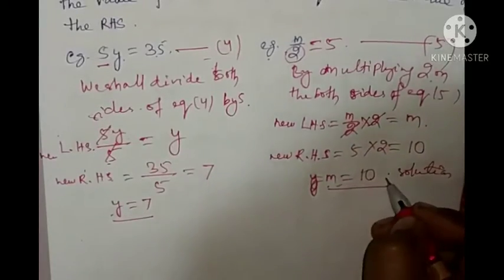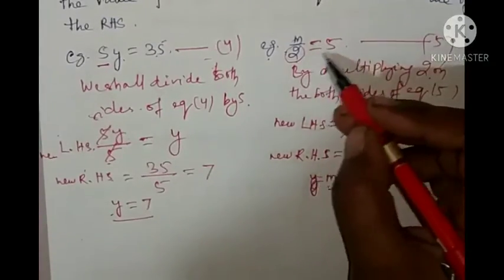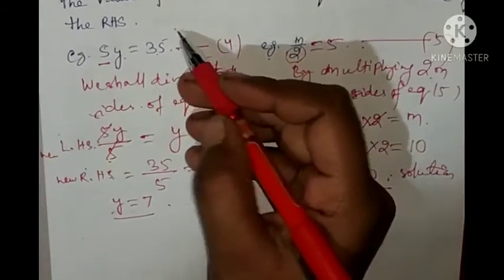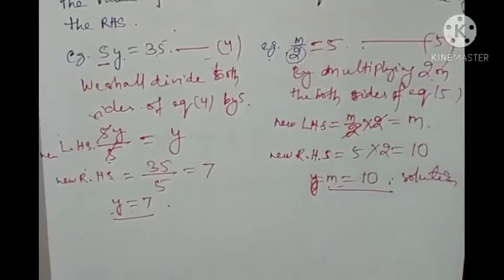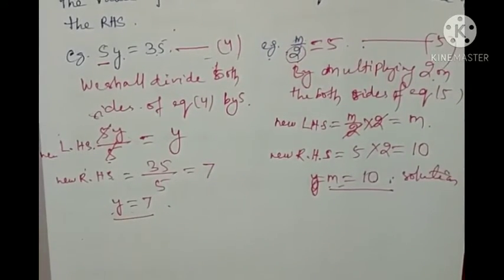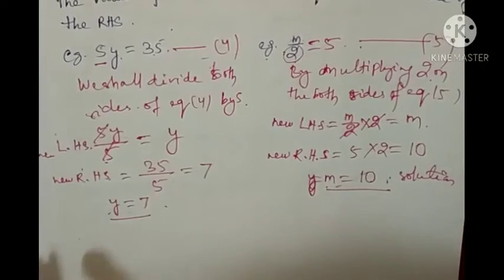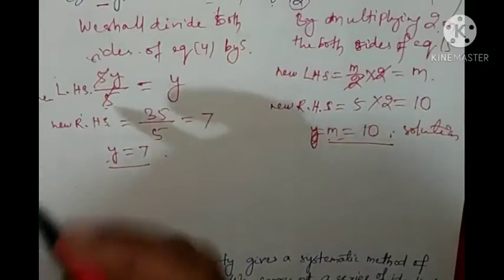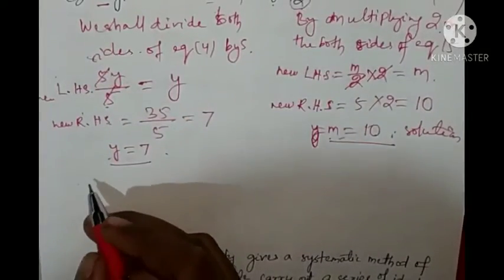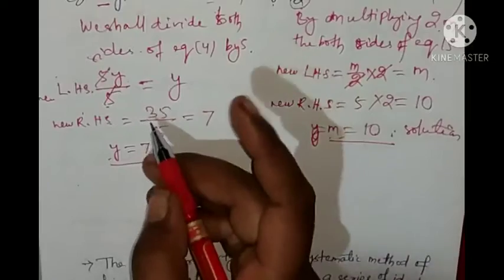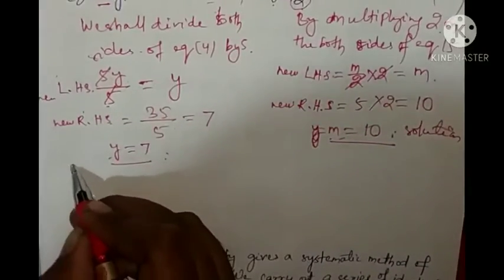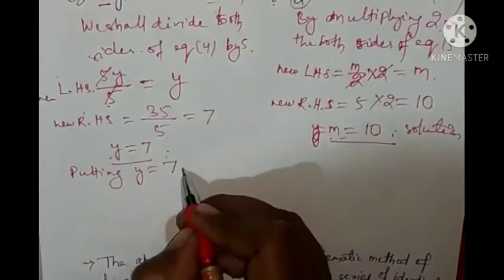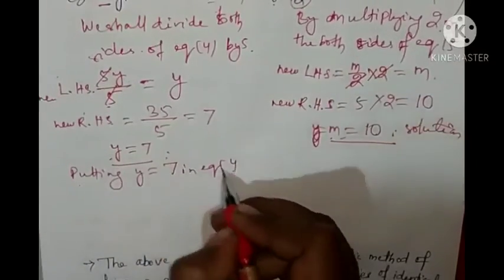So m equal to 10 is the solution of equation m by 2 equal to 5, and y equal to 7 is the solution of equation 5y equal to 35. So let's check whether it is the solution of the equation or not. For this we'll put this value in the original equation. So putting y equal to 7 in equation 4.